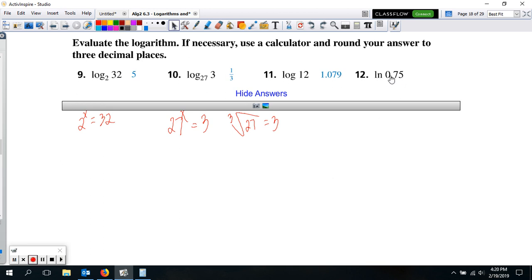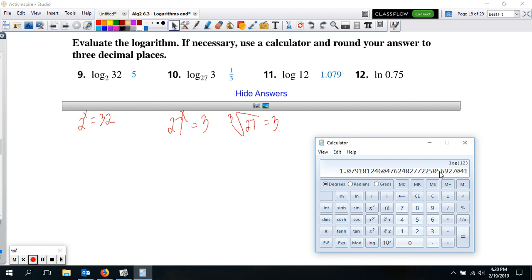And then for this one it says natural log of 0.75. And if you hit the log button instead of the natural log button, you would get the wrong number. It's not going to be the same thing. This is log base e, and this is log base 10. So that would not give you the same thing. So we got to make sure we're going to hit the ln button for this one.